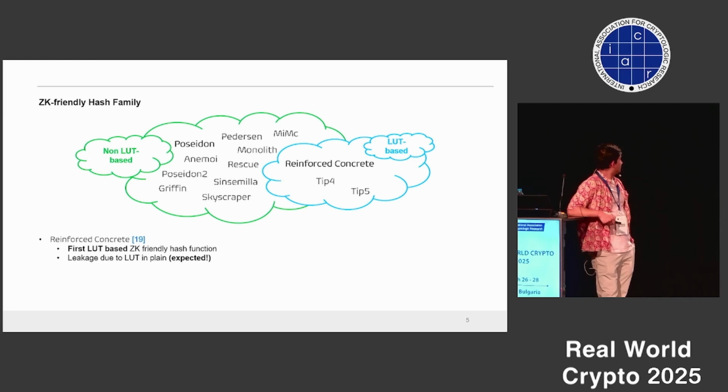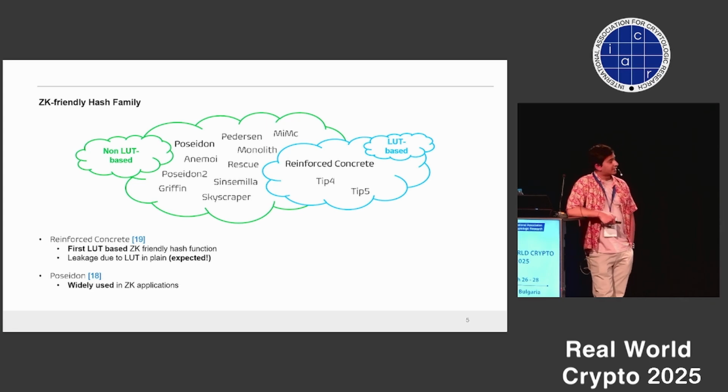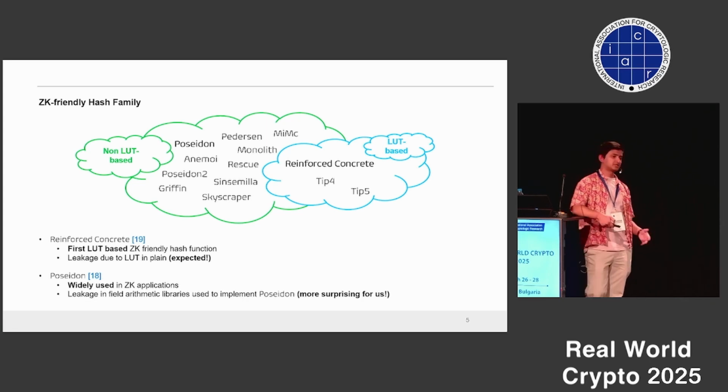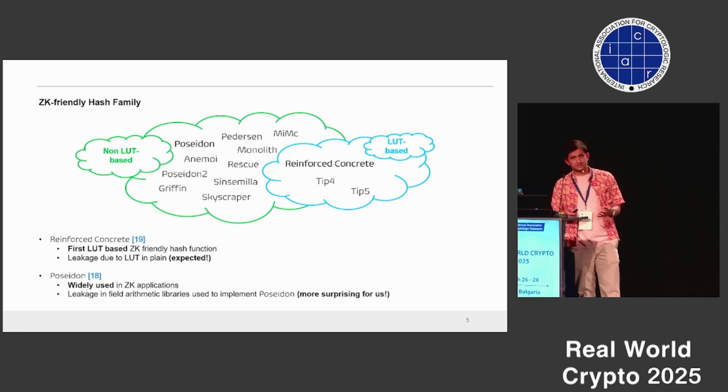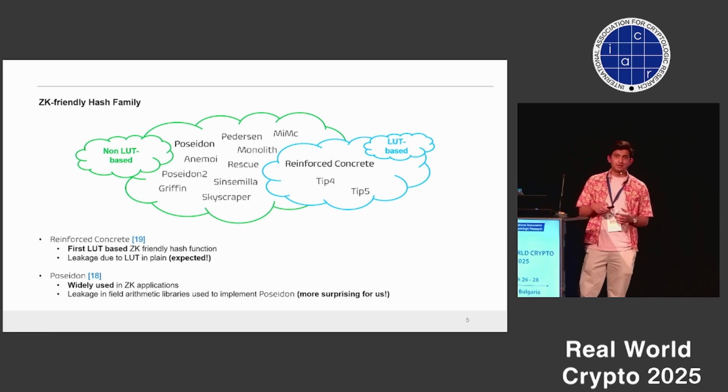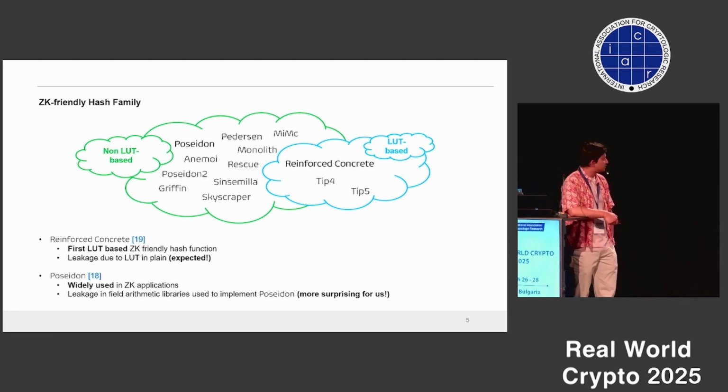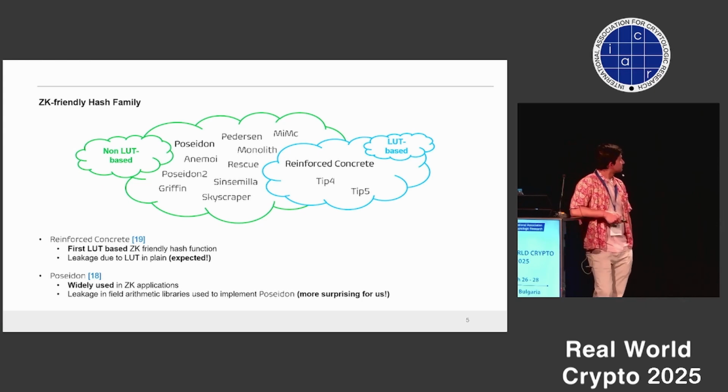The non-lookup family is much larger. There are several candidates, and we chose Poseidon because it's widely used in ZK applications. Here it was more interesting because the Poseidon algorithm itself is constant time. However, because of the leakage in the field arithmetic libraries, Poseidon was also leaking, and this was interesting.